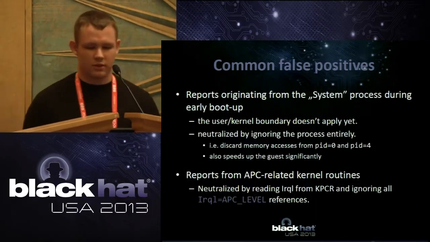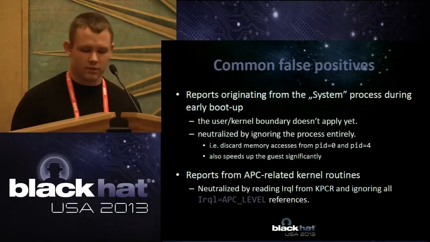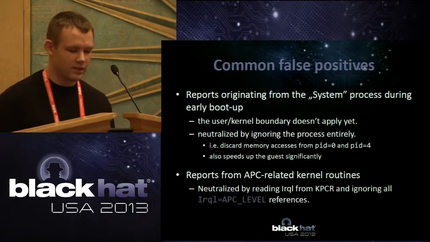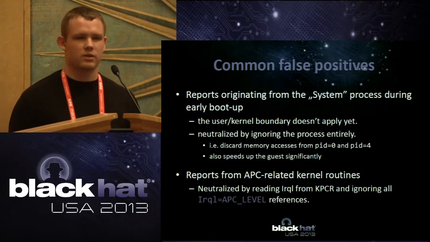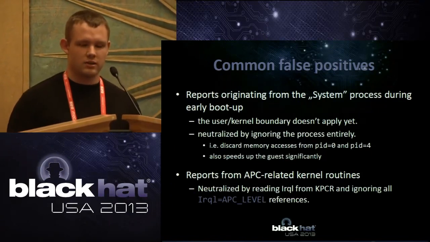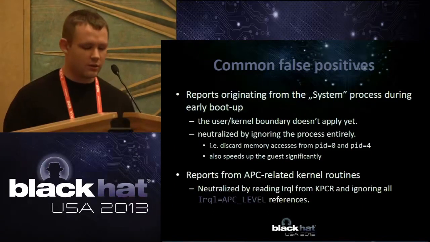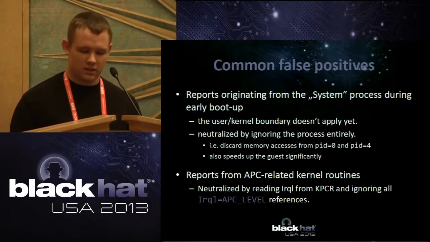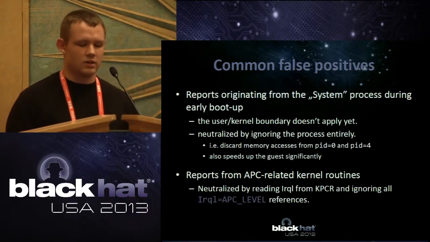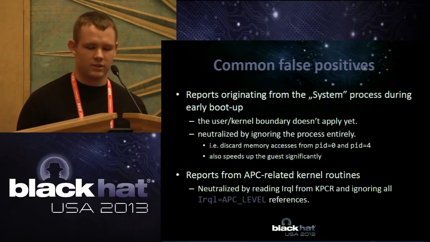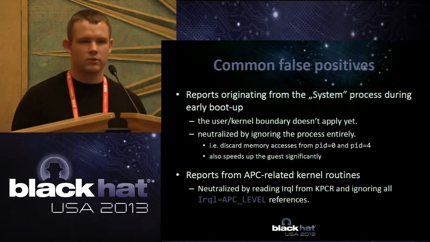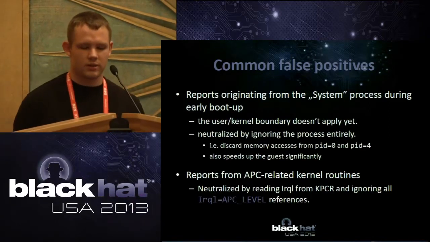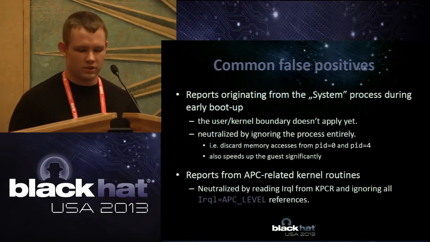So when it comes to the false positives that we encountered when we were running Windows on Bochspwn, there were quite a few of them. The first one is reports originating from the system process, which is the most important process in Windows. It is a kernel mode process entirely, and its main activity is when the system boots. So at this time, during very early boot up, there is no user-kernel boundary yet. So we ended up with lots of false positives because of this. And we could easily discard all of these false positives by just ignoring all reports that were coming from process ID equals 0 or 4, which is this specific system process.